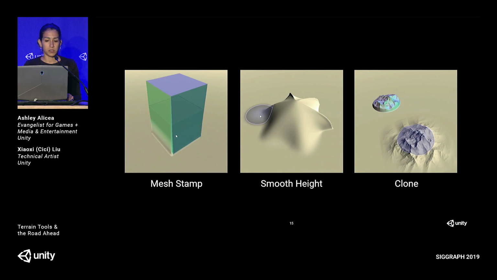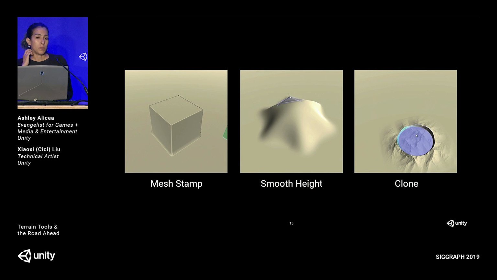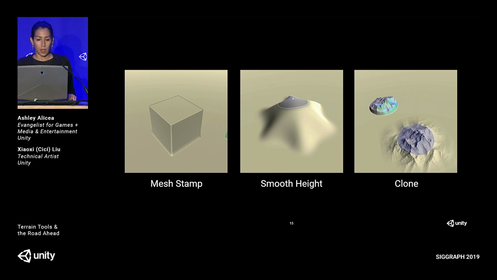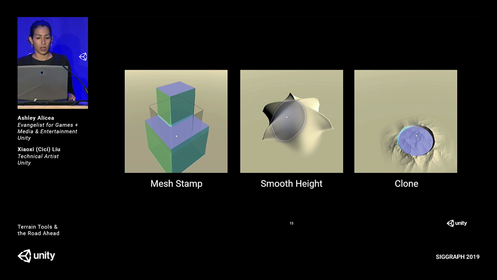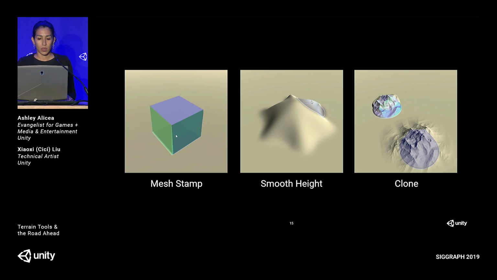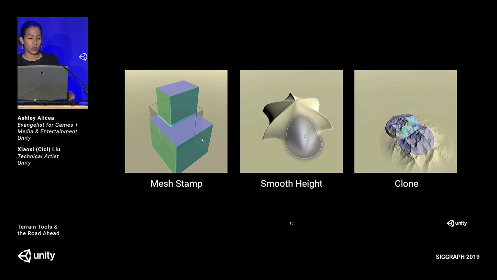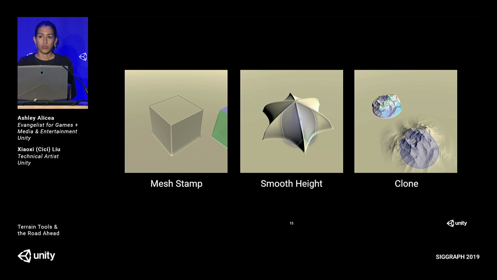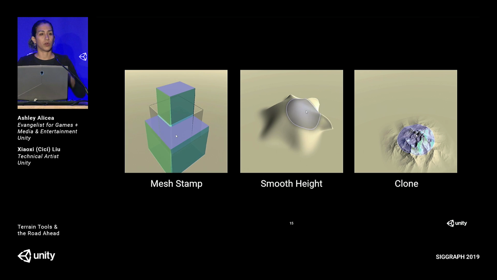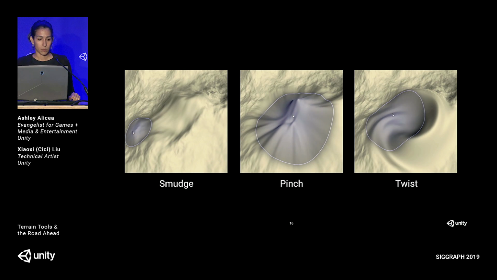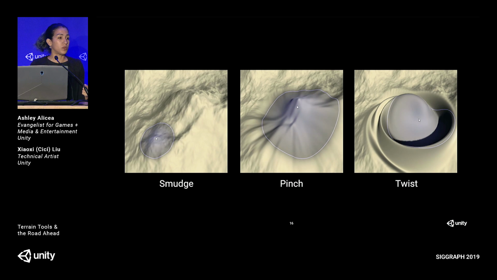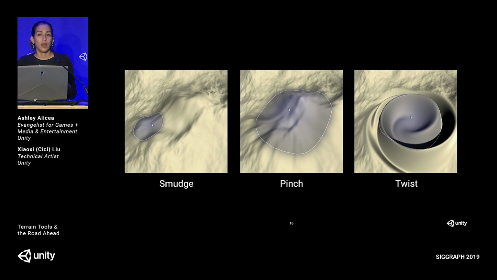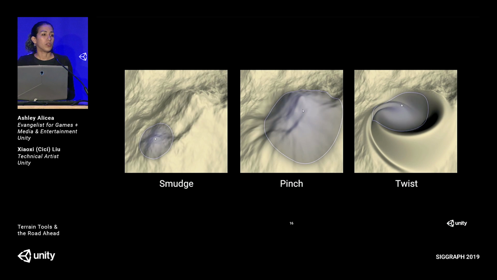Here's a preview of some of the examples. Mesh stamp tool, being able to take any mesh in your project and then stamping its shape into the terrain. Being able to smooth the height of your stamped objects or any other part of your terrain. Using the clone brush. So let's say there's a part of your terrain that you really like. Instead of having to spend that time meticulously trying to mimic it, you can just use the clone stamp tool, clone that, and place it somewhere else in your terrain. We also have the smudge, pinch, and twist brushes. And really we're adding a lot of different ways that you can get creative and experimental with your terrains.